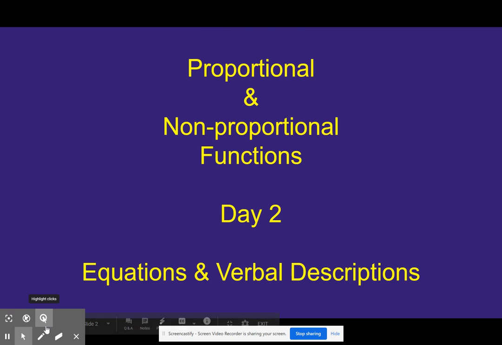We're going to continue our proportional and non-proportional functions discussion. We're going to focus today on equations and finish up with verbal descriptions.